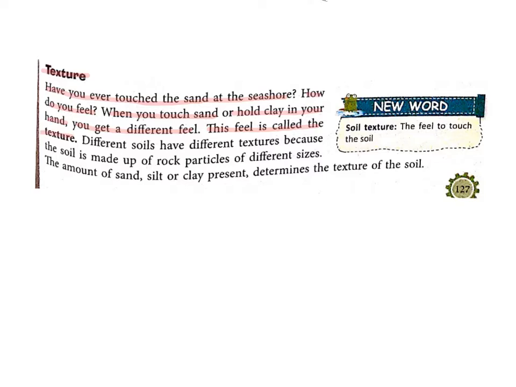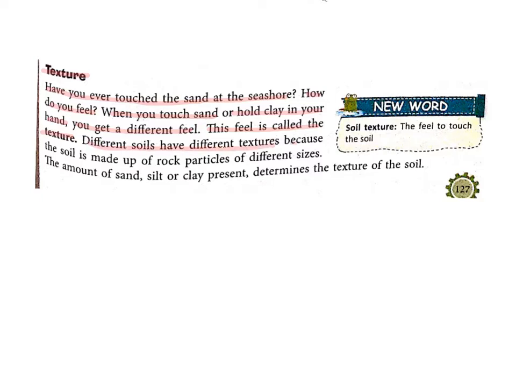So children, when you touch a cloth, you can feel the texture of the cloth, or without looking at a particular thing, by just feeling you can tell what you are touching. The feeling which you get when you touch a surface is called texture. In the same way, when you touch soil, the feeling you get is called texture. Different soils have different texture.